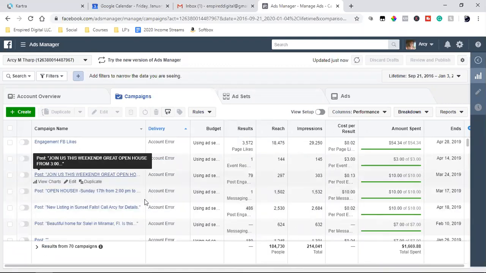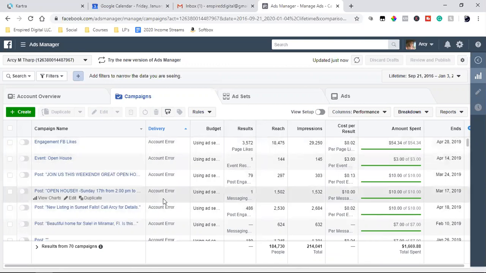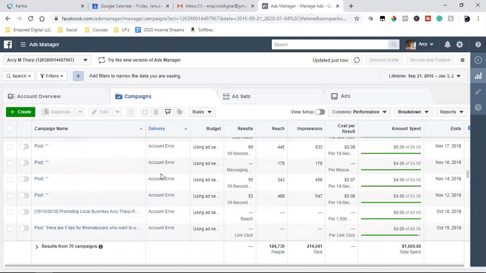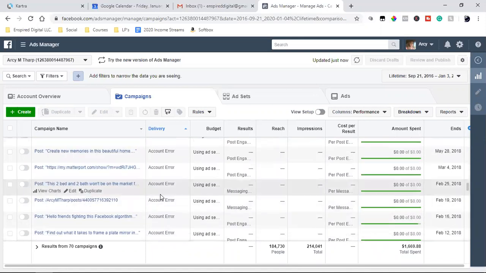Okay, yeah. So all of these are now turned off because of the account error, because of the billing. There's still, you see right here where it says delivery, and then it says account error, account error, account error. So it says account error because none of them can now be billed because of the billing issue. But they were not active.